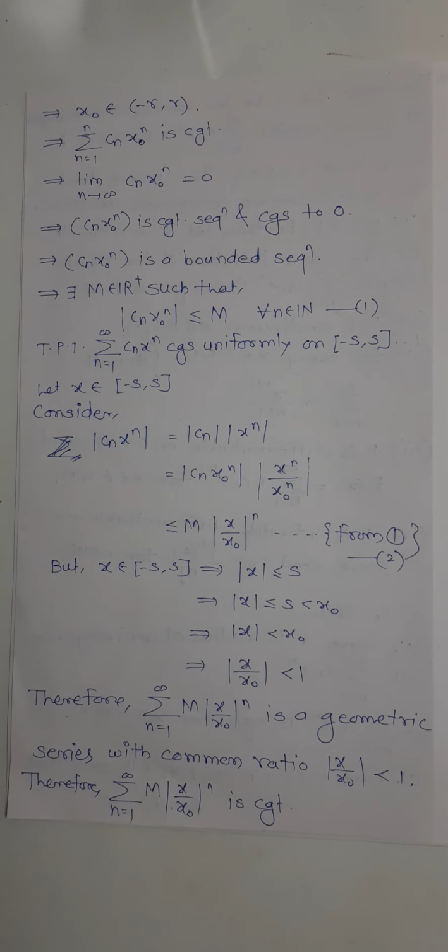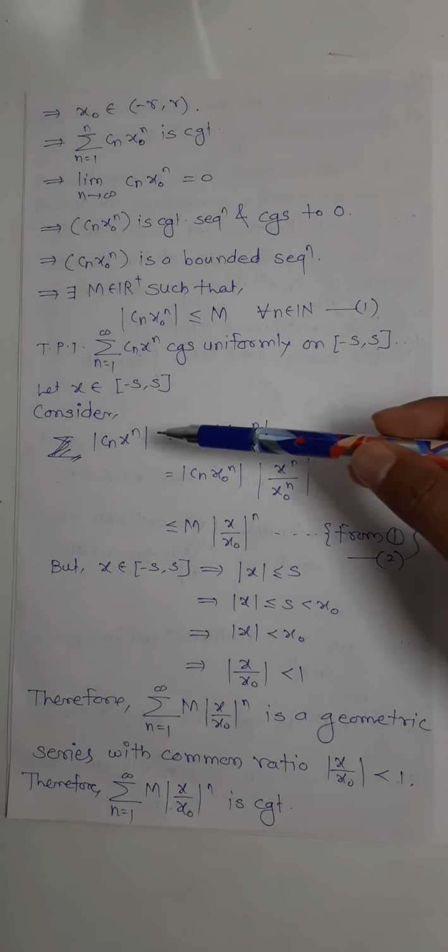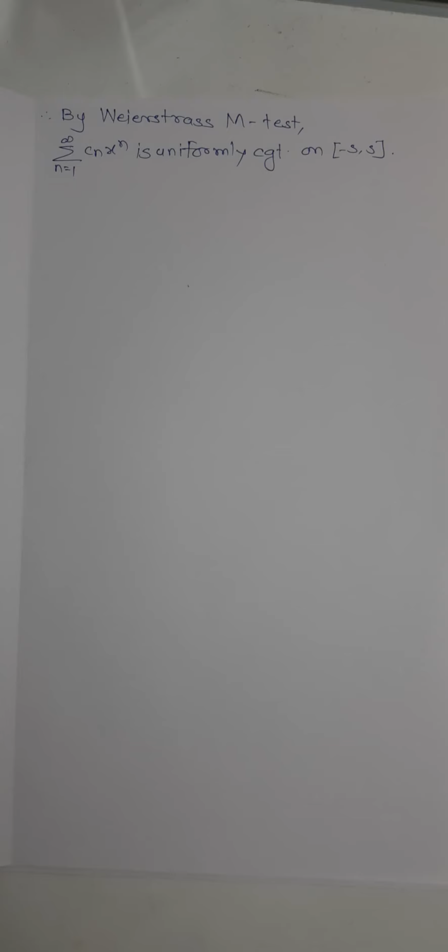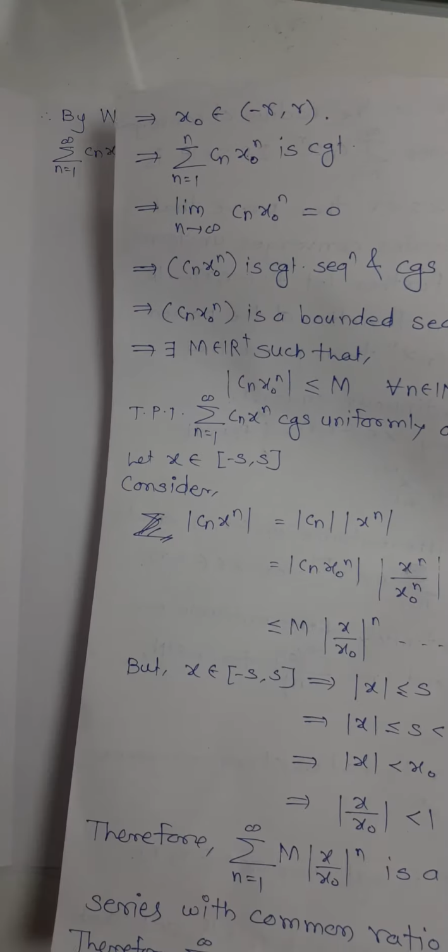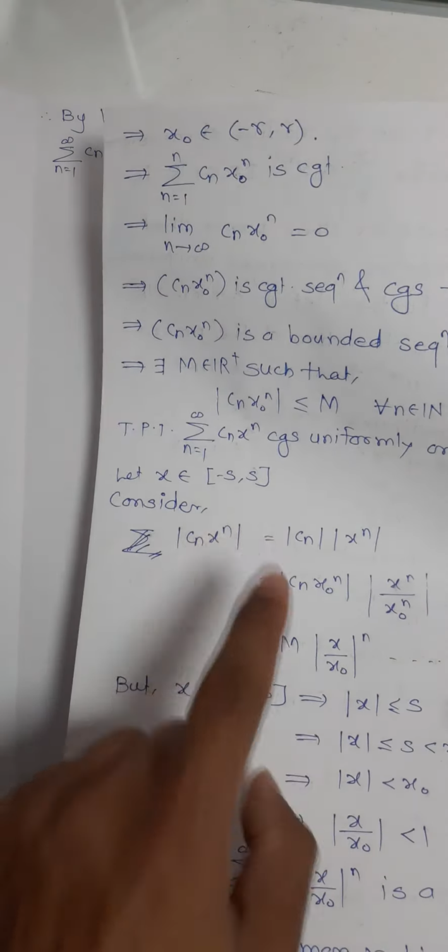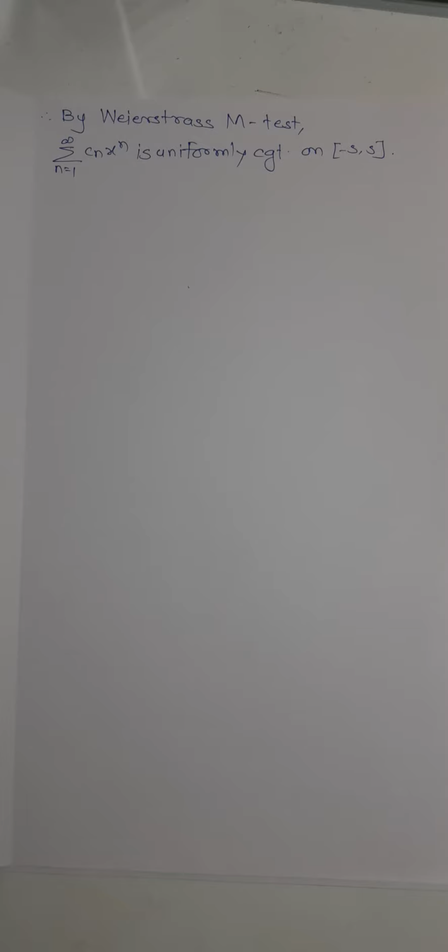By Weierstrass M test we can say this is a uniformly convergent series. So therefore by Weierstrass M test, what can we write? Summation c_n x raised to n is uniformly convergent on the interval minus s to s. Since we had taken the interval minus s to s on the last page, I can show you here we had taken x from minus s to s. So that's why it is uniformly convergent on minus s to s. Okay, so this first part is done.